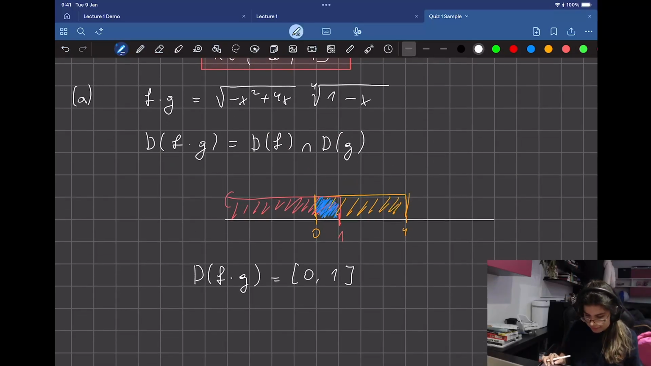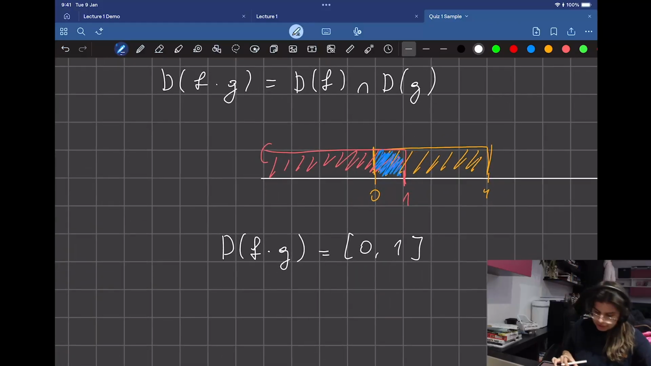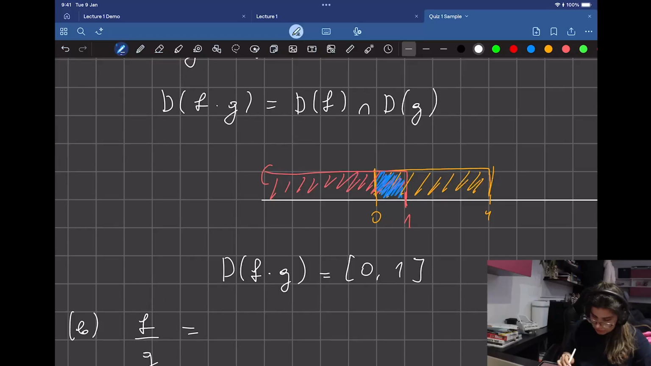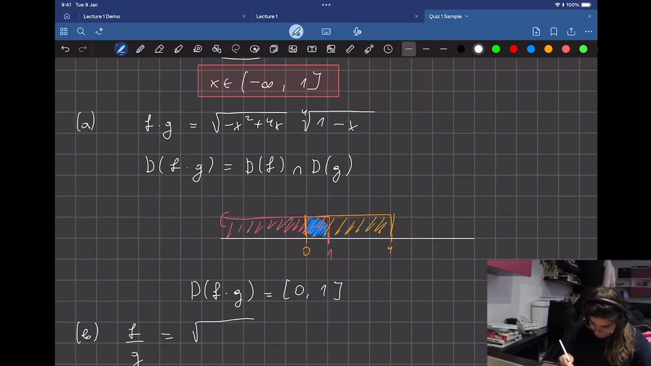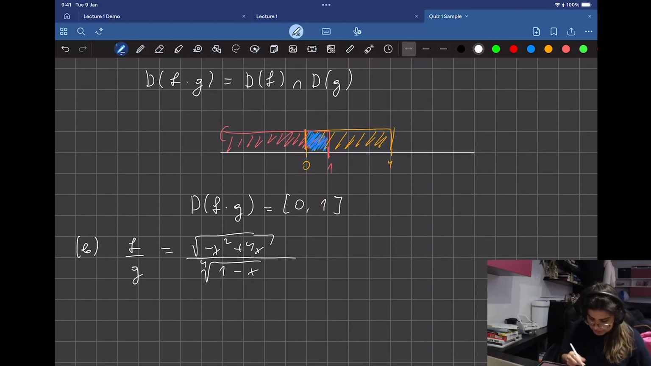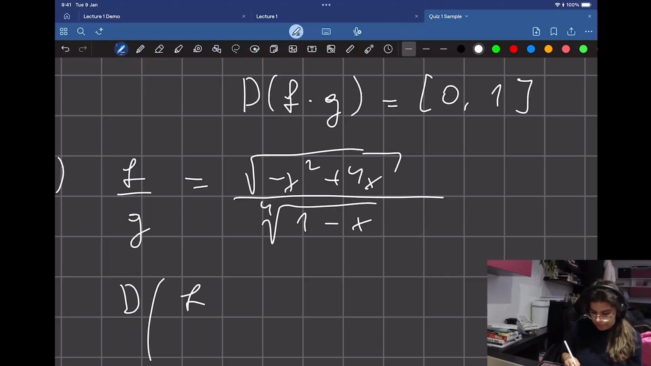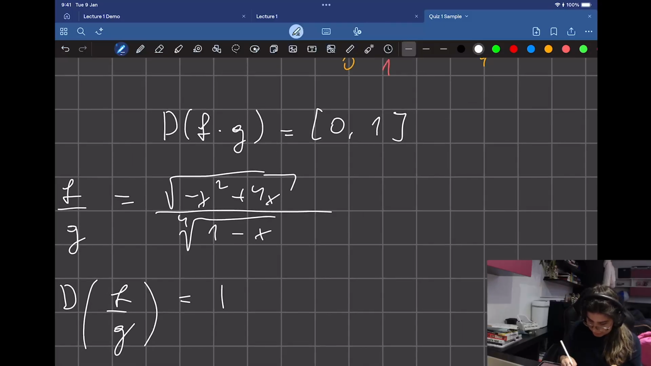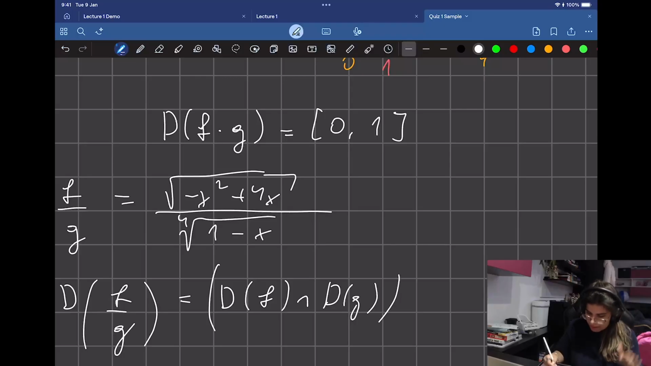And that's it. Okay? And then, almost done with this one, we need f divided by g. So f was the square root of minus x squared plus 4x. g is the fourth root of 1 minus x. And you just leave it at that. You don't need anything else for this. And as for the domain itself, as I mentioned earlier, it's similar to the domain of the product. So basically D of f intersected with D of g, but minus the point where g equals 0.